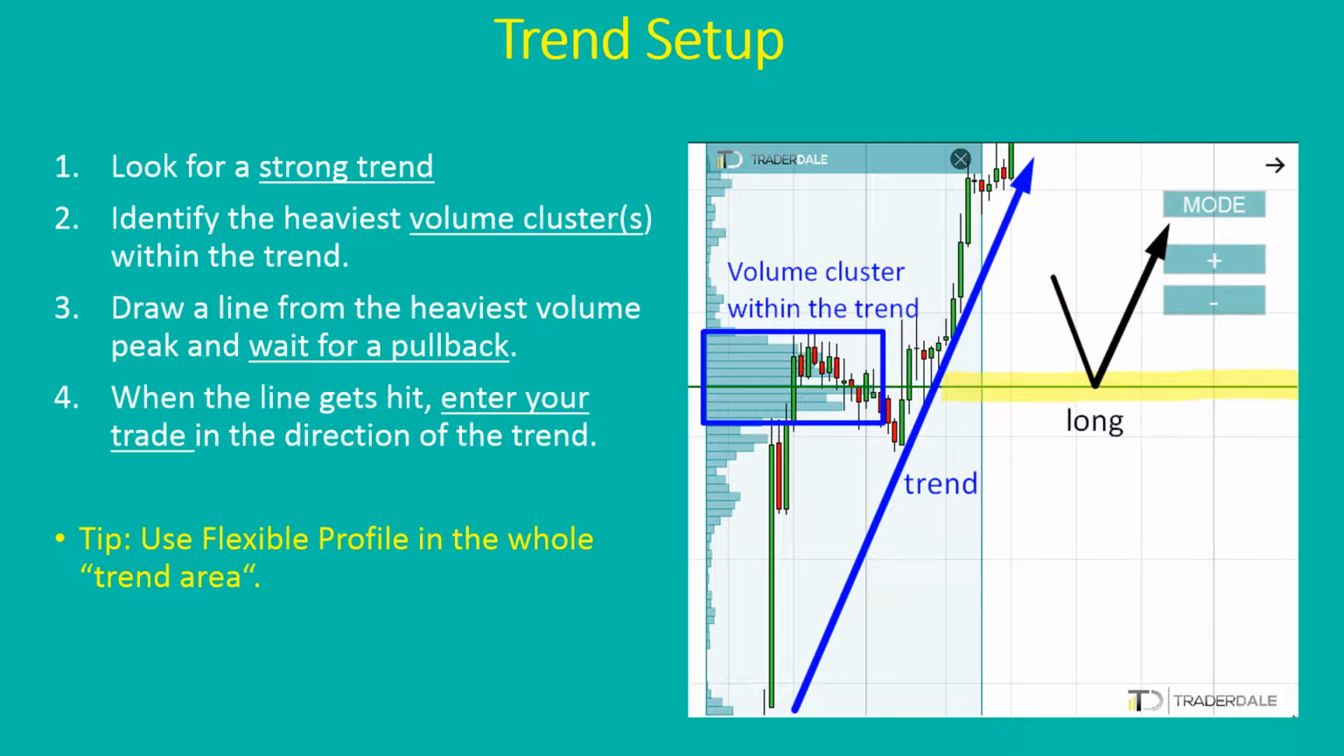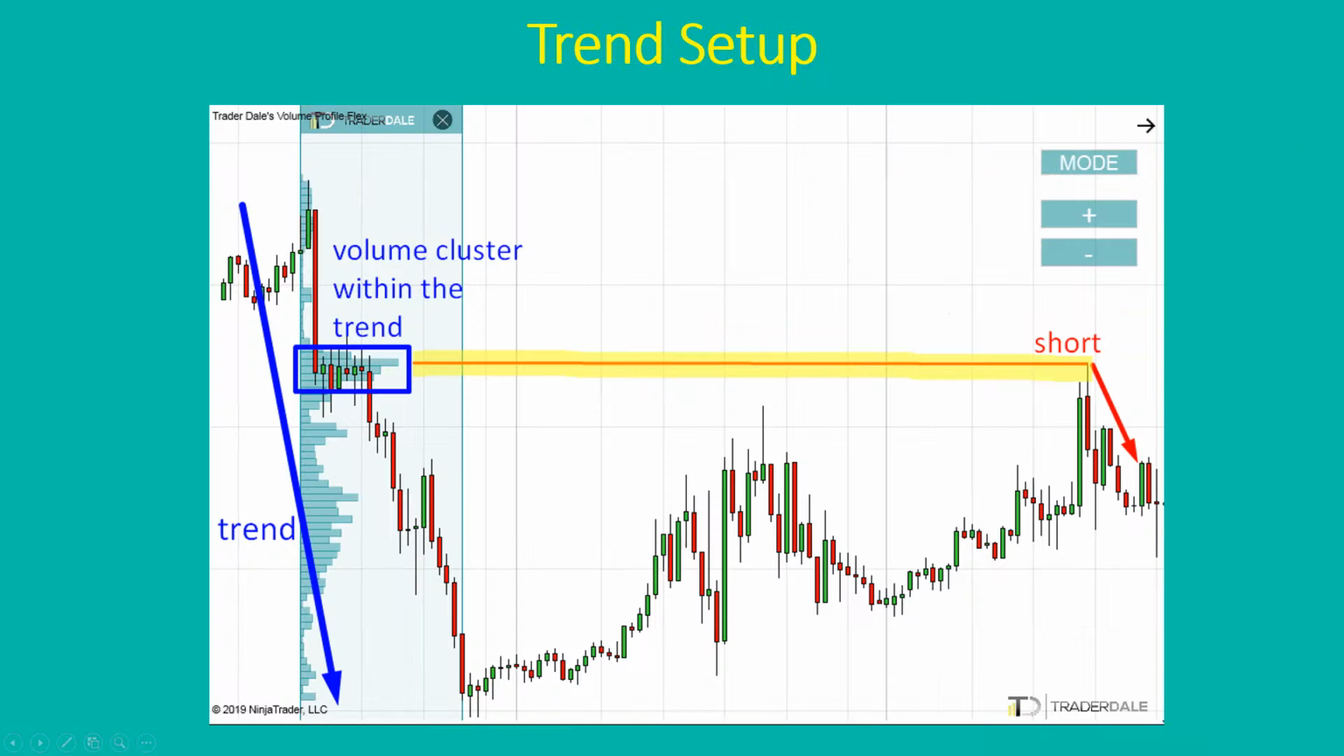All right, so that's the trend setup. Let's now have a look at some examples of swing trades based on this setup. So in this picture, you can see that there was a strong downtrend. I used the flexible volume profile over the whole downtrend area.